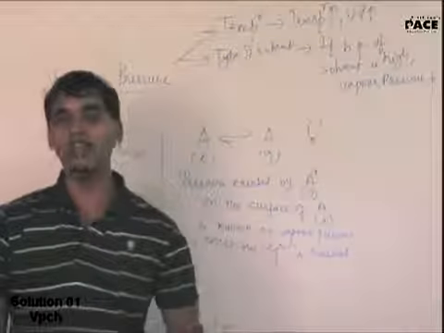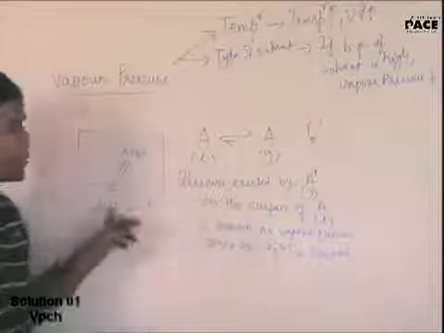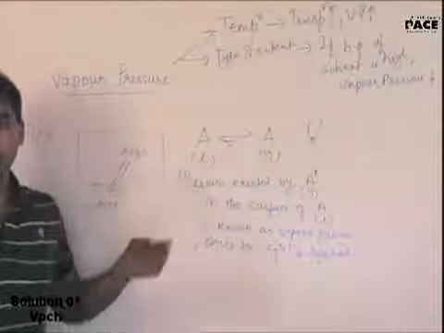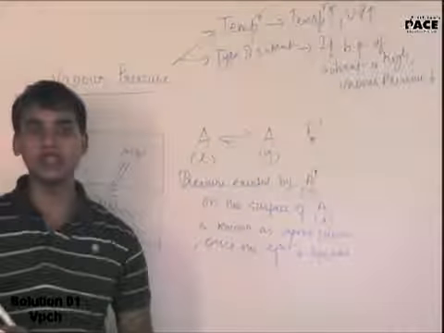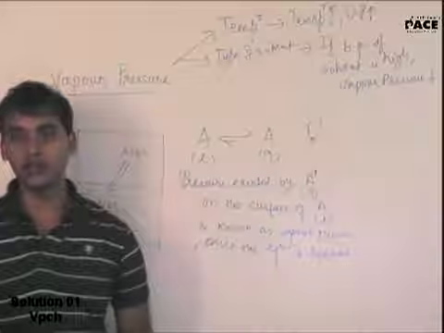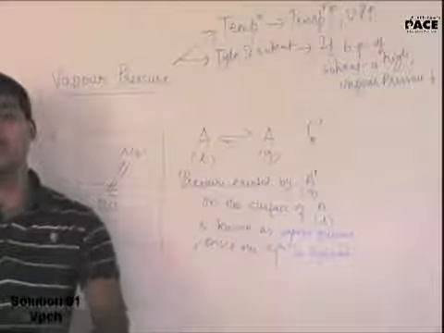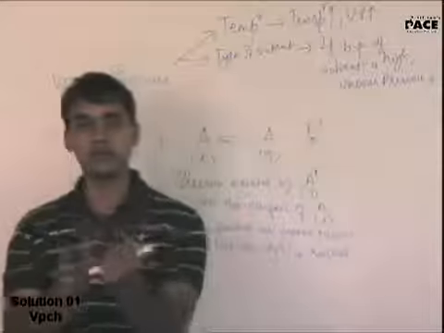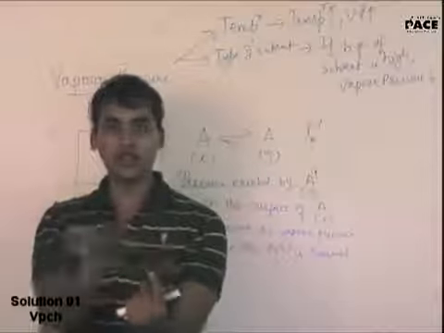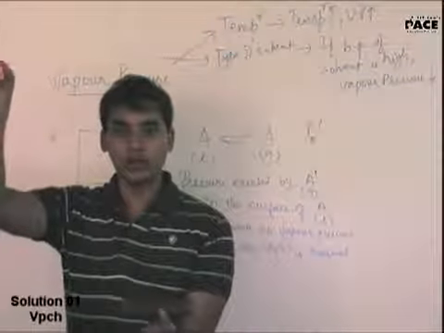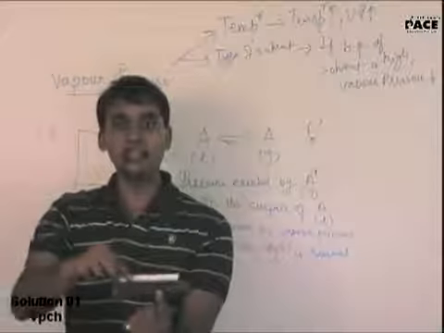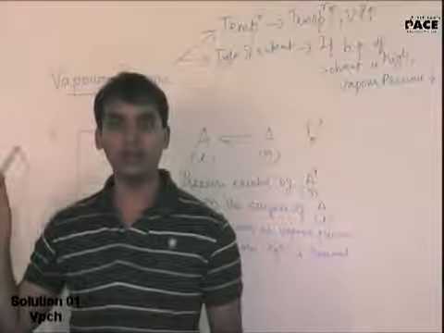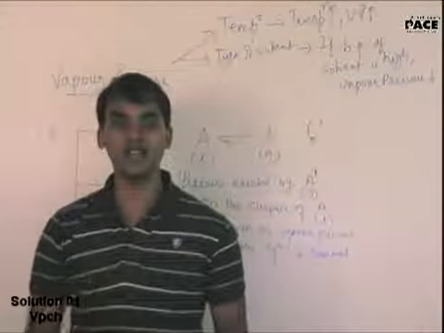On addition of a non-volatile solute, what happens? Suppose this is the pure liquid, the vapor pressure is say P naught. Now if I add something and it is non-volatile, what does non-volatile imply? It is not evaporating. Suppose this is a liquid surface. As of now, it is pure liquid. Say this is a non-volatile solute. On addition of this, the number of particles present on the surface will decrease. And since it is a surface phenomenon, I can say the vapor pressure will now decrease.